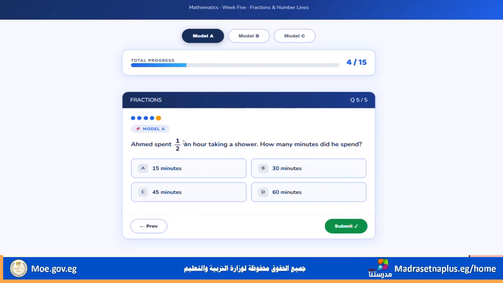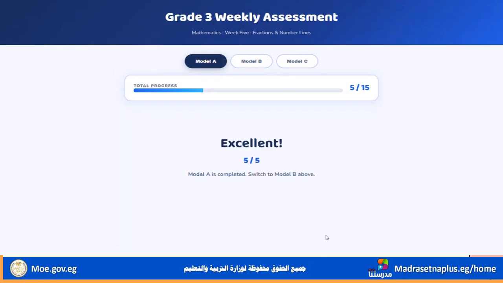Anyway, we should answer this question. Half of an hour will be 30 minutes. Why 30 minutes? Because 60 divided by 2 equals 30. If we divide 60 into 2 equal parts, each part equals 30 minutes. 5 minutes is enough, 10 minutes is enough, but 30 minutes is too much time. We finished model A with 5 of 5.